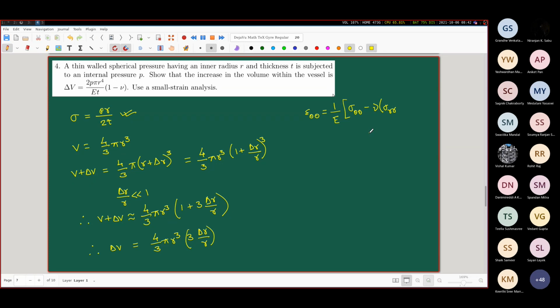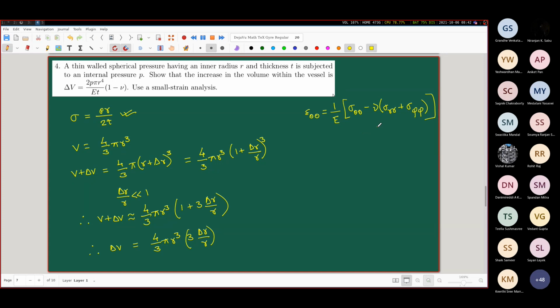Why are you using a cylindrical coordinate system? This is a spherical pressure vessel, so use a spherical coordinate system, no? In a spherical coordinate system, what are the coordinate variables? R, theta, phi. So this should be like this. Don't forget your first year maths, okay? You know this from your high school physics also.